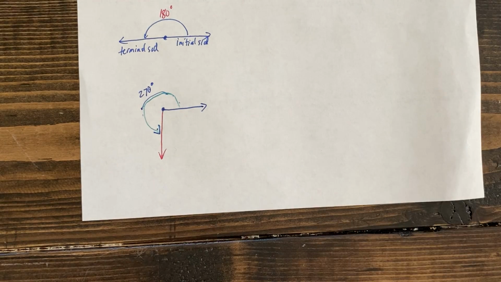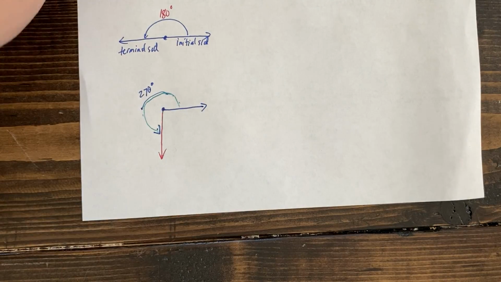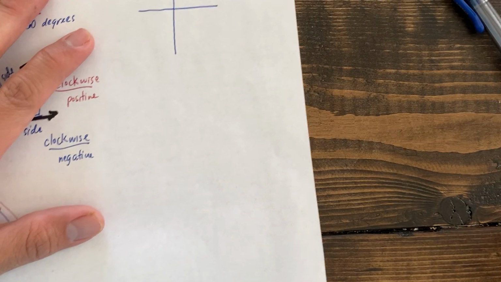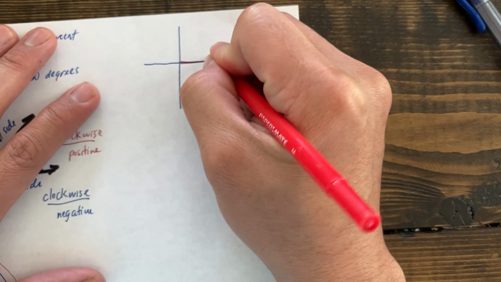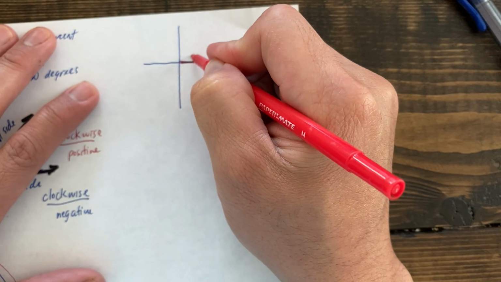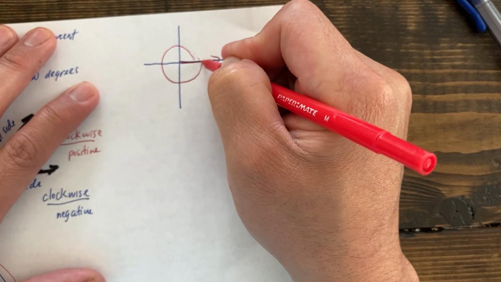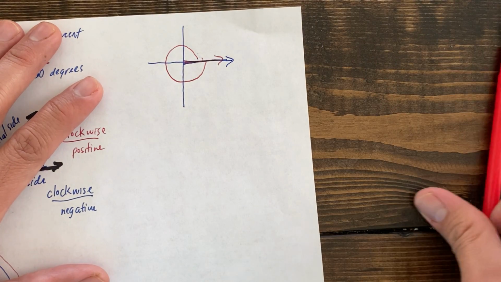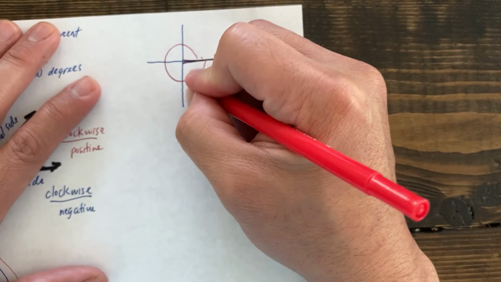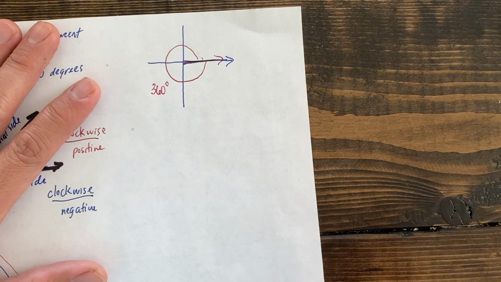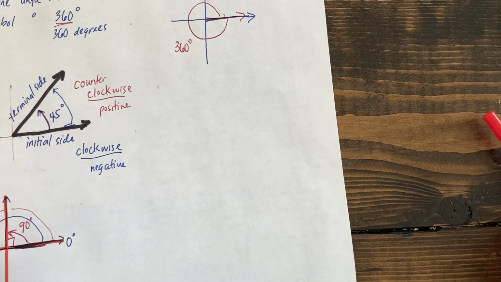moving counterclockwise. And let's say it continues to progress. If this is my initial side, take note, and it goes a full rotation, boom. It also ends on the same place where my initial side is. What do you think that would be? That is a complete rotation. That is called 360 degrees. ¿Entiendes? Perfecto. Good. Now, that is moving counterclockwise, you know.